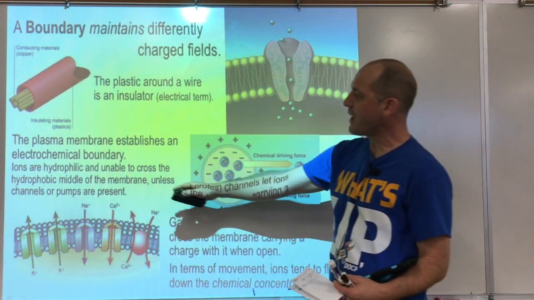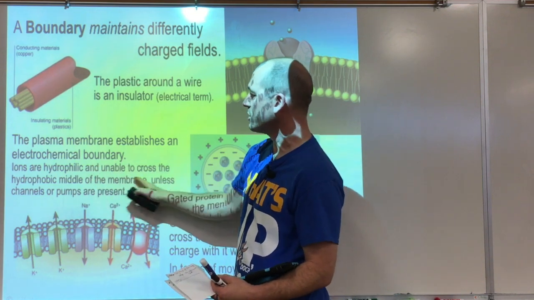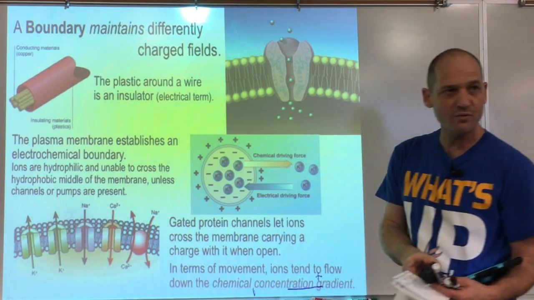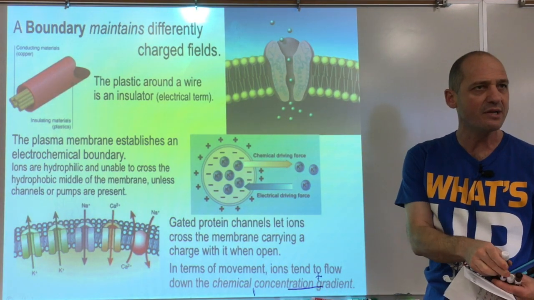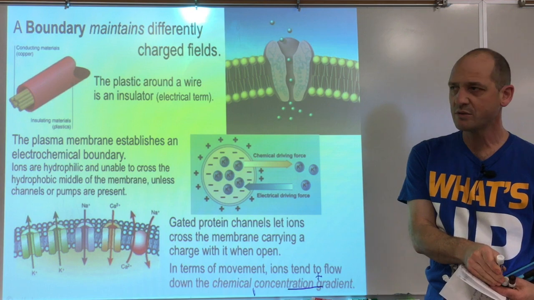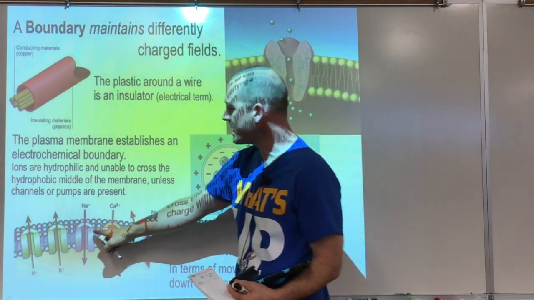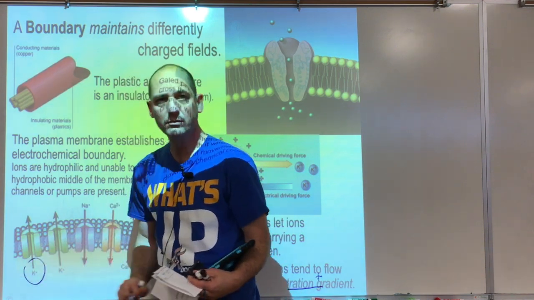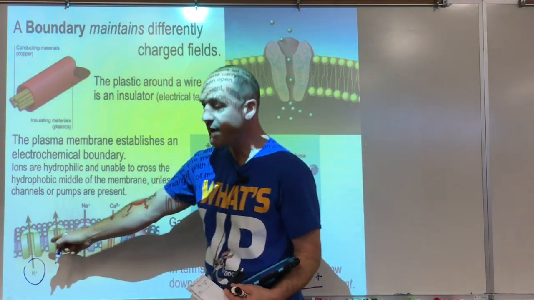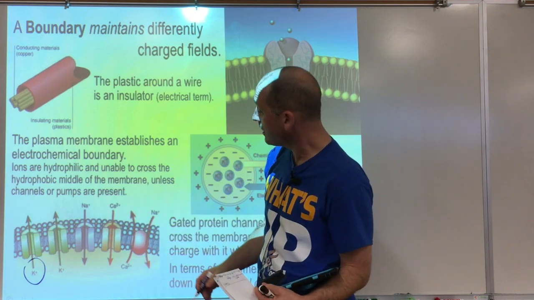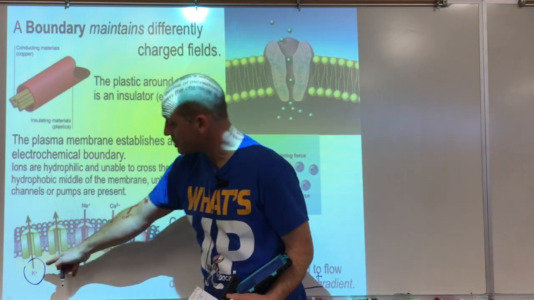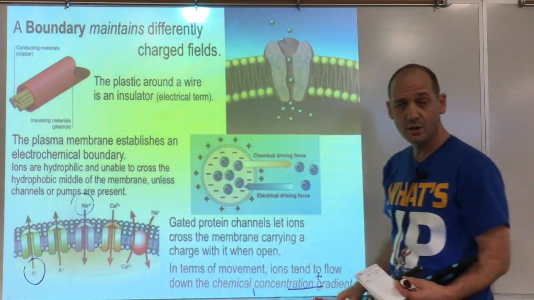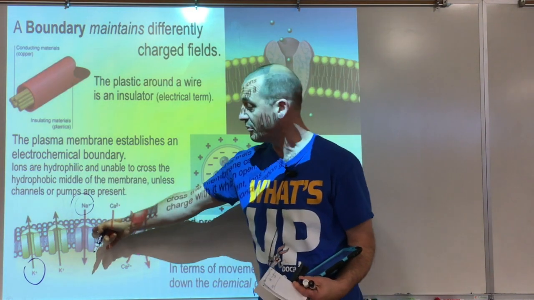Ions are hydrophilic and unable to cross the hydrophobic middle of the cell membrane unless a channel or a pump is present. Remember when we talked about channels in the cell membranes, in the cell chapter, the movements? This is what we're talking about. So these are channels that are specific to one chemical. So we have some channels here that are of interest in this nerve impulse. The potassium channels are very interesting for us. The sodium channels are also very interesting for us. They do not let calcium through. That's a different channel.